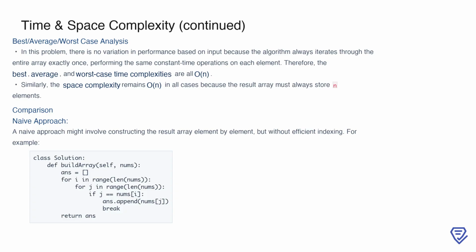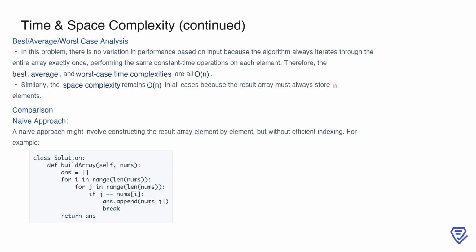Now, let's consider how this optimized solution compares to a naive approach. In a naive implementation, instead of directly indexing into nums, we might use nested loops to construct the result array. For example, we could iterate through each index i of nums, and for each value, perform a linear search to find the corresponding element. This would involve iterating through the array again for every index i, resulting in a significant increase in runtime.